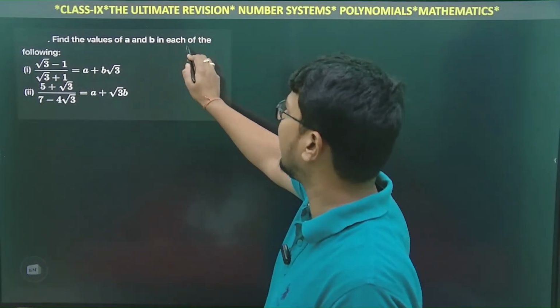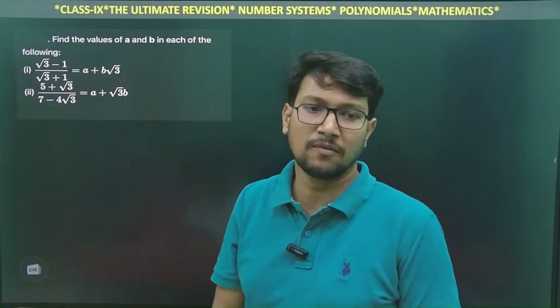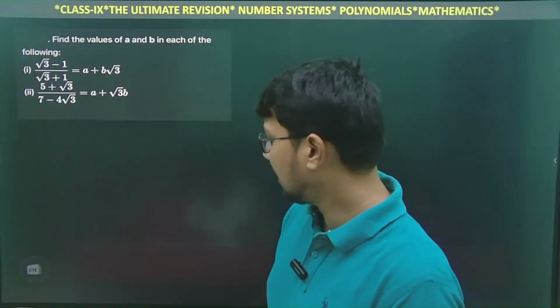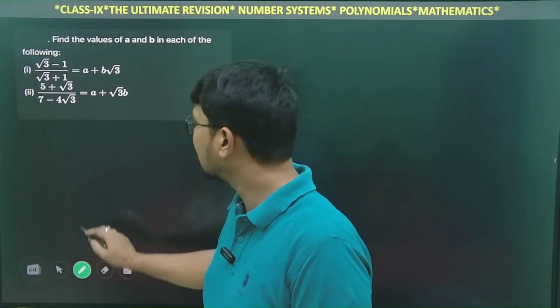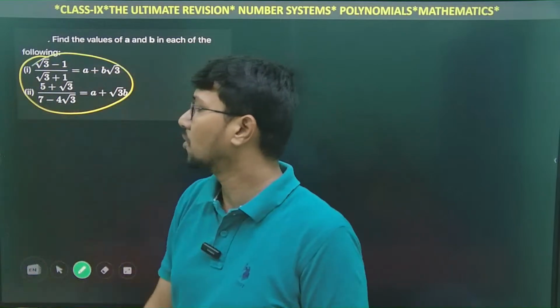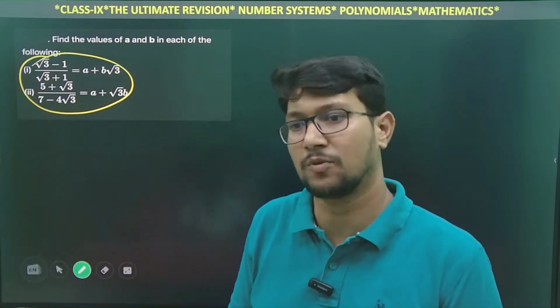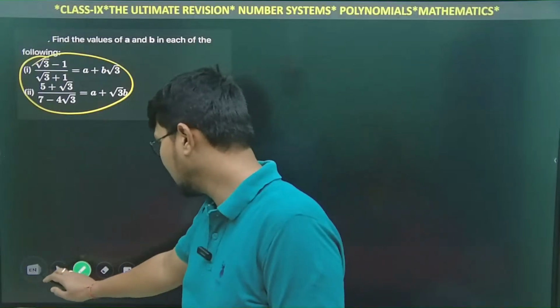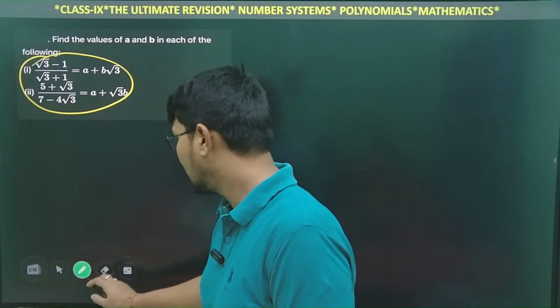Find the values of u and v in each of the following cases. Okay. Now of these two, one I'll solve and the other one you'll solve, right? Let me see. So look at here.